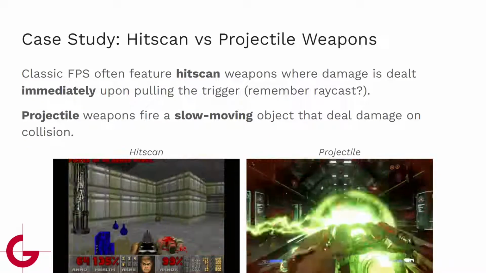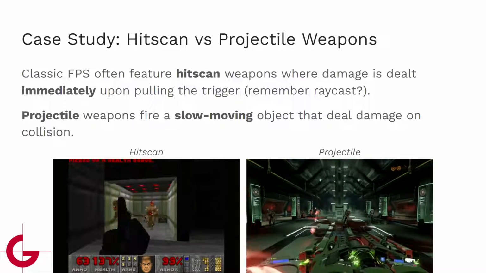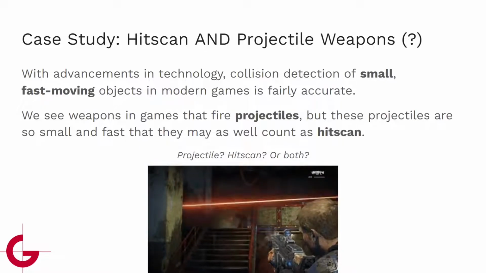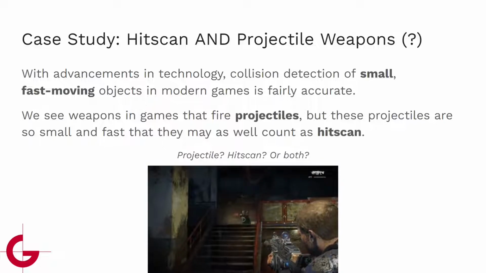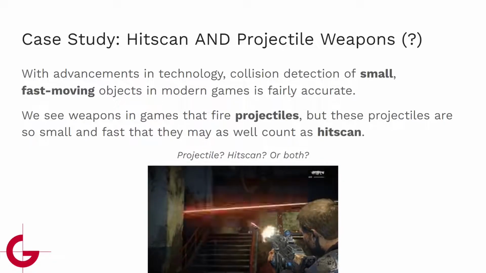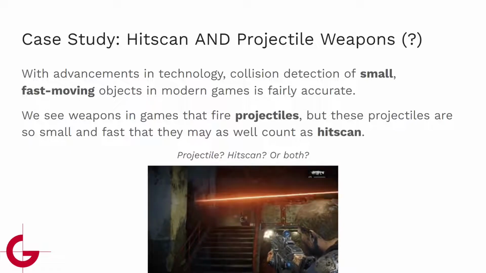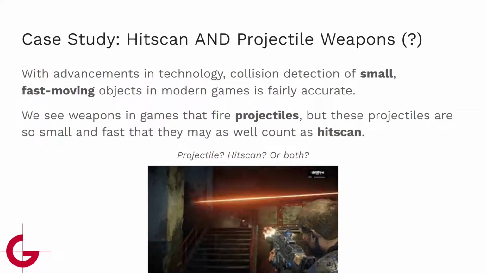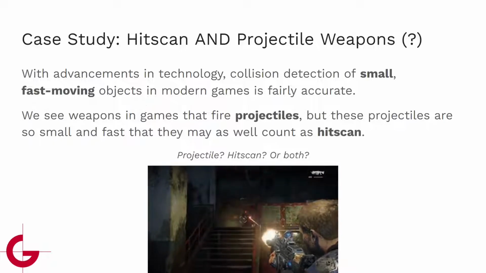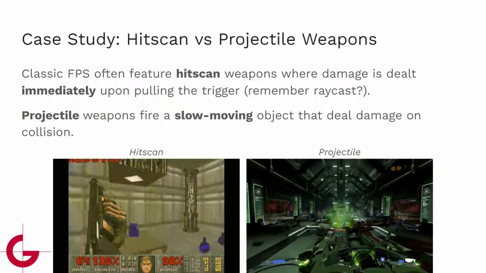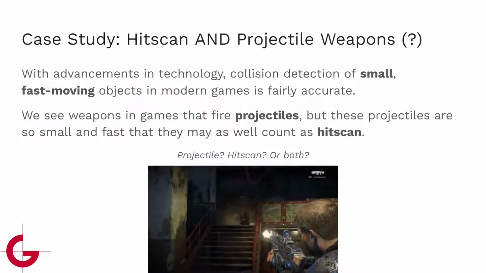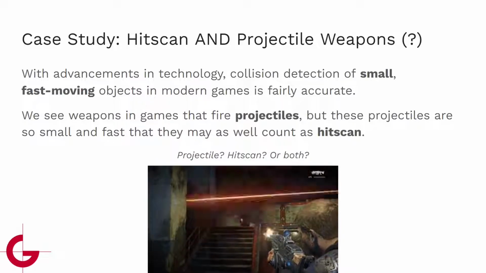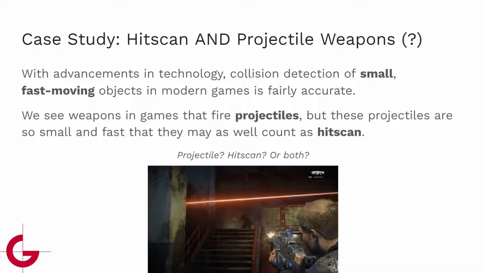So we have these two distinctions in first-person shooters, but in recent shooters, collision detection of small, fast-moving objects, like a bullet, is getting very, very accurate. So we see more and more weapons in games that technically fire projectiles, but these projectiles are so fast that they might as well count as hit-scan weapons, because you can't actually try to avoid these projectiles.